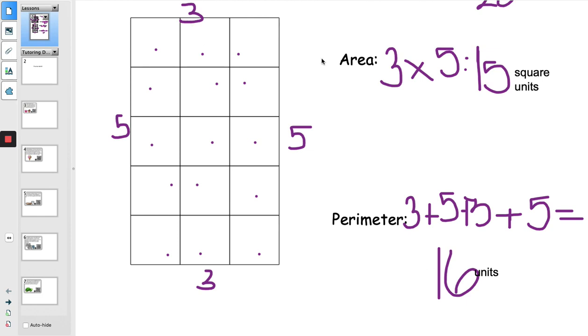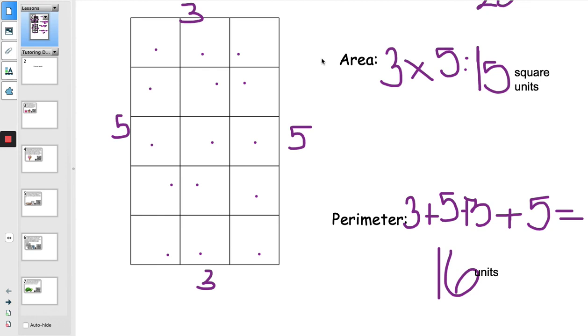Go ahead and do the two problems that are in your packet. Now, after you do the area and perimeter for your packet, it asks you two questions. It wants a real-life example of area and a real-life example of perimeter. So think about some of the things that we talked about in the classroom.